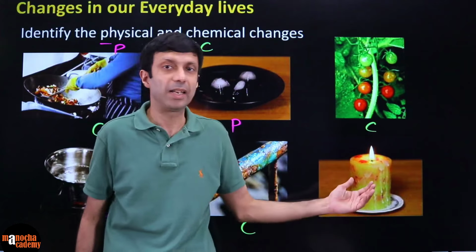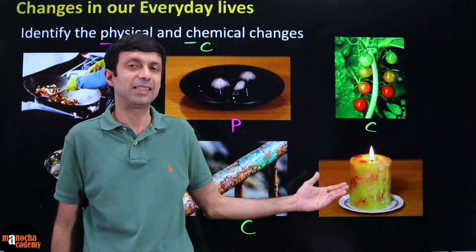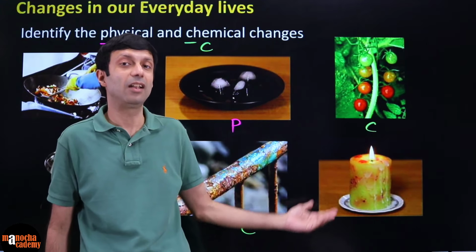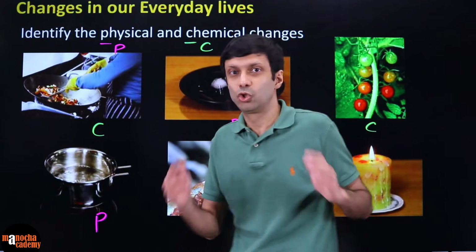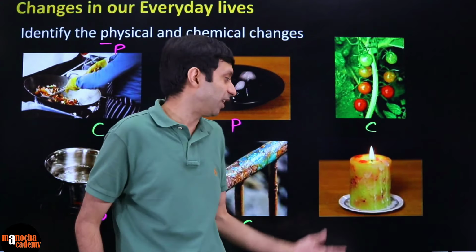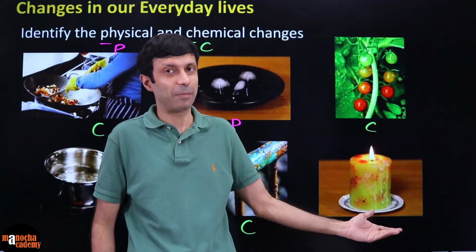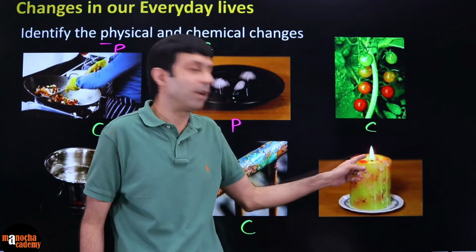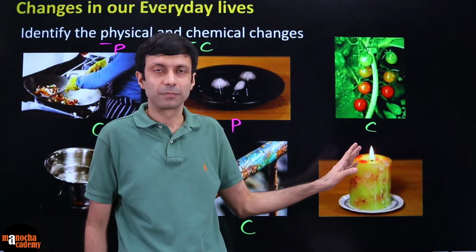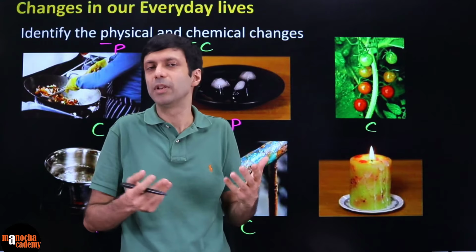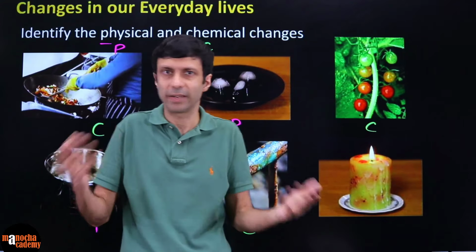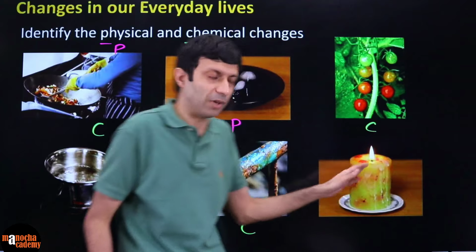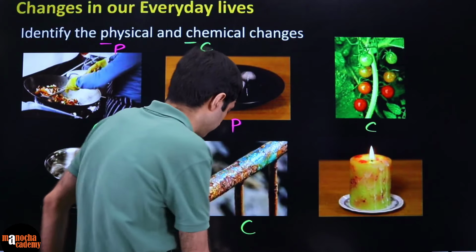Next one, burning of this candle. So what do you guys think is the answer for this one? Physical or chemical? Superb, you guys gave the right answer. It is both physical and chemical. Why? Because see, burning is definitely a chemical change. That wax is burning, the hydrocarbon is burning to produce carbon dioxide, water, heat and light, right? So this is definitely a chemical change, the burning of the candle.